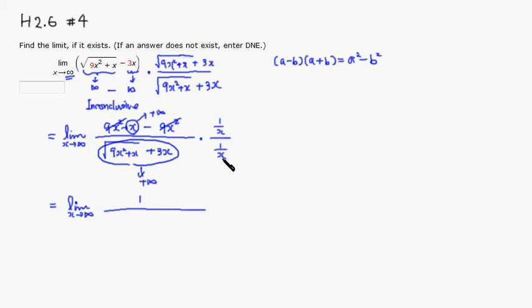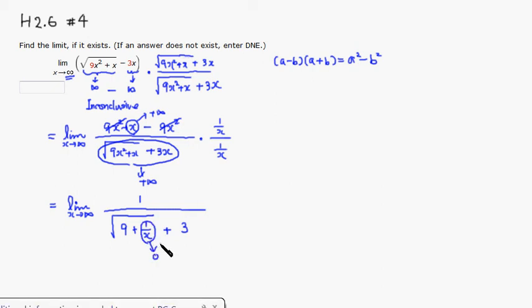And then when you put 1 over x inside the square root, it becomes 1 over x squared. So it's going to be square root of, 9x squared divided by x squared would be just 9. And then you have x over x squared, so it's going to be 1 over x because one of the x's canceled out, right? And plus 3x divided by x is just going to be 3. Now we can take the limit. As x approaches infinity, 1 over x goes to 0. So which means that you have 1 over, square root of 9 is 3, plus 3, so it's 6.